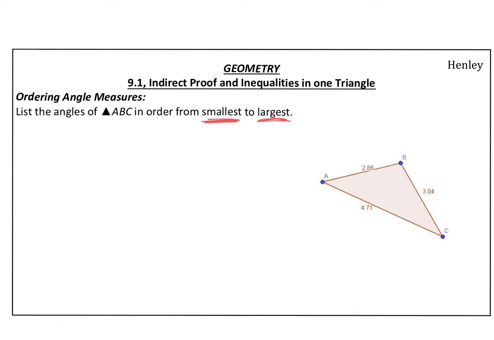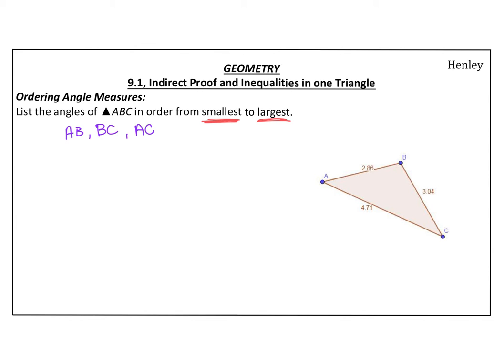Now, the first thing that we're going to do is list our sides in order from smallest to largest. The side that is shortest is side AB. The next one is BC. And the longest one is going to be AC.